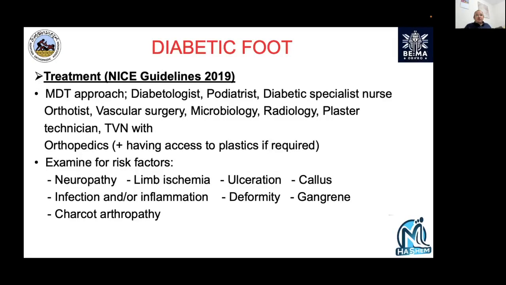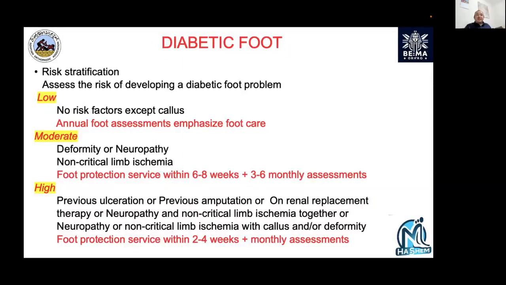When you see a diabetic foot, you need to examine the patient for risk factors. And we agreed from the previous slide that the risk factors are neuropathy, vasculopathy or limb ischemia, ulceration, callus, infection, deformity, gangrene, and Charcot arthropathy. From these risk factors, you will do what's called risk stratification and know where your patient is: a low risk, moderate risk, or high risk patient. A low risk patient basically doesn't have any of these risk factors, maybe minimal or early Charcot and minimal callus. For this patient, all that's needed is an annual foot assessment. You ask the patient to keep an eye on his foot, and you look after the patient once a year just to ensure that everything is going in the right way.